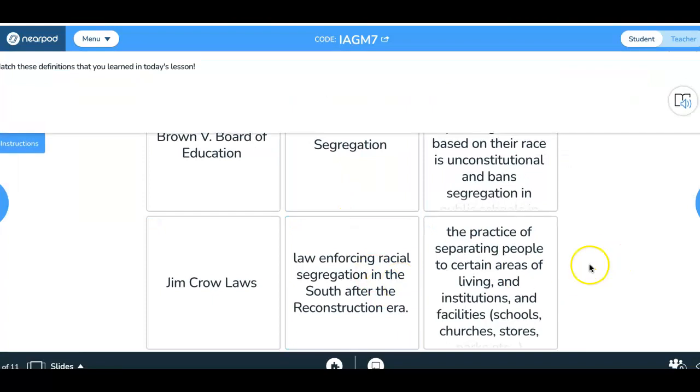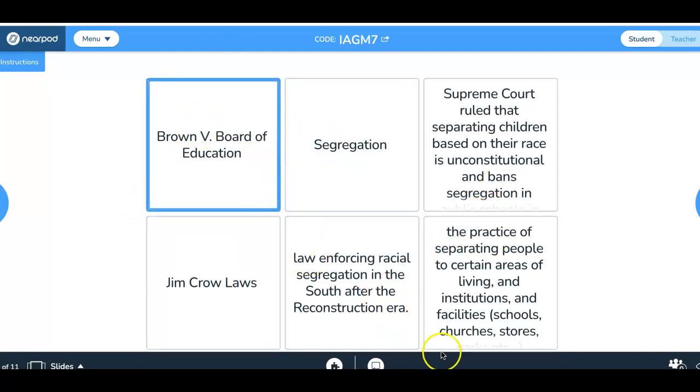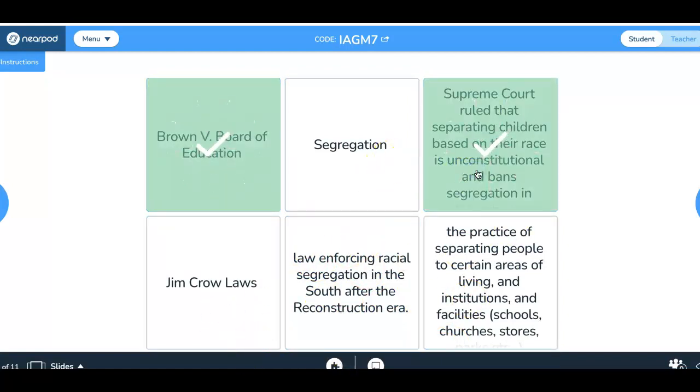And then I'm going to add a little activity after the videos and the slides. I'm going to do a little matching activity. So the students are going to match the definitions that they learned in today's lesson. We have about 3 definitions, and they're supposed to match which one goes with which, like Brown versus Board of Education. The students should be able to pick this one right here. And of course, they're going to get a check mark to show that it's correct. And once they're done matching, they can move on.